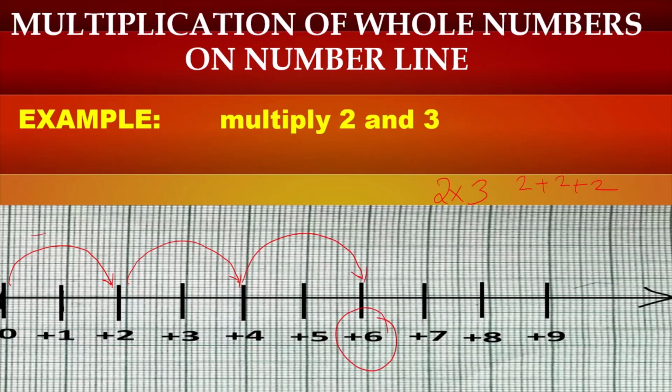So that means we are adding 2 at each step. Our final answer is 6. So this is how the multiplication of whole numbers can be done on the number line.